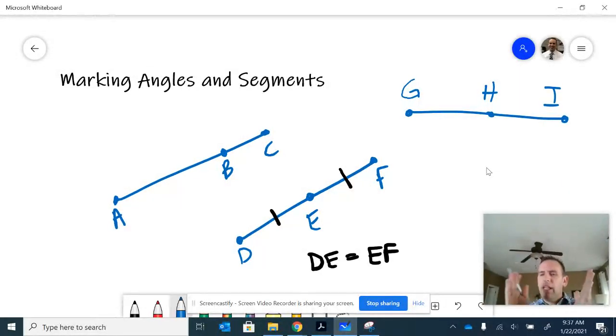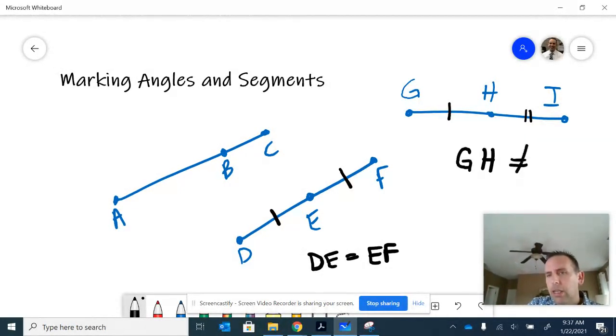GHI, but let's say the length of GH was 5.1, but HI was 5.16. Just very, very different. Then I would have markings to signify that. I would put maybe one mark over here and two marks on this segment. That way I would be sure that GH is not equal to HI in length. Okay, the markings help me do that.